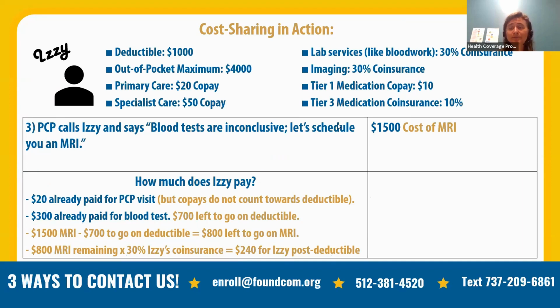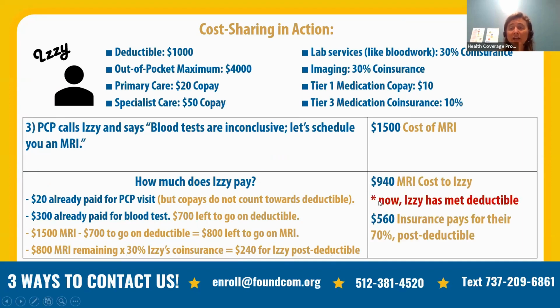So total, the cost is $940 for Izzy from that $1,500 MRI. But now Izzy has met the deductible for the rest of the year, and the insurance company now pays $560 for that MRI, and then afterwards 70% of all other blood work, all other imaging and whatnot.